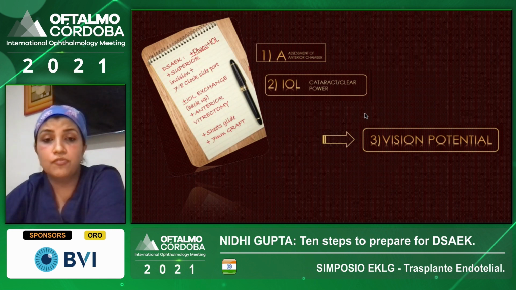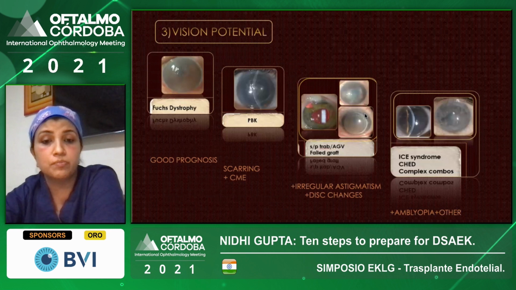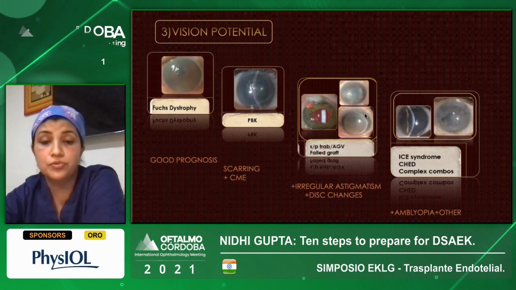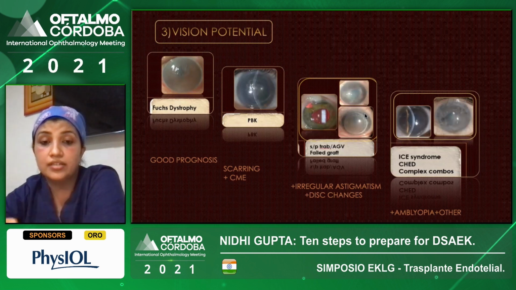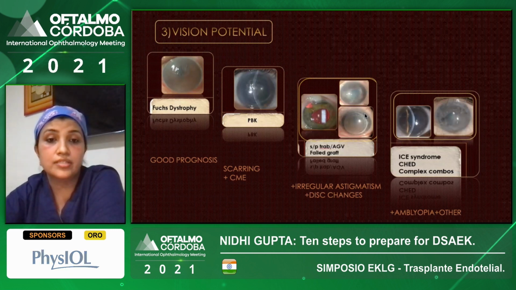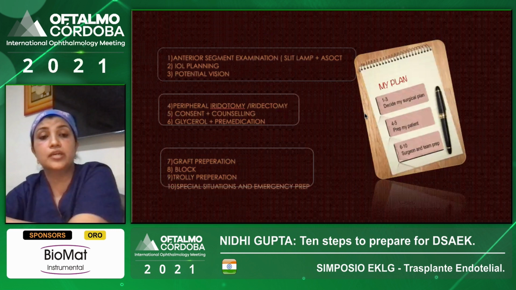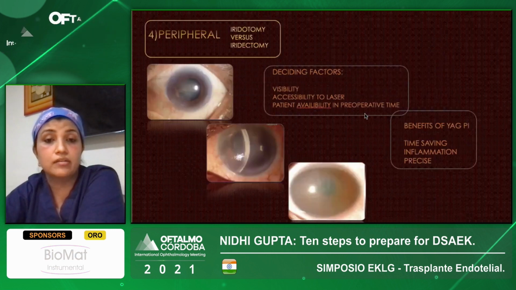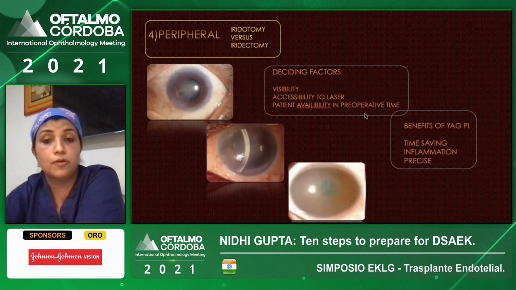Once you have this plan of what surgery you're going to do in this patient, the second important thing would be the vision potential. Patients with a good prognosis are cases of Fuchs and PBK. However, in the other cases, there has to be a long discussion with the patient, and it should be reiterated that the vision potential may be affected because of the chronic macular edema that these patients get, and also the optic atrophy in glaucomatous patients.